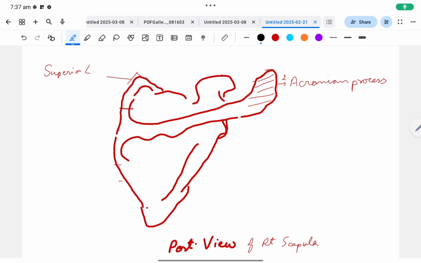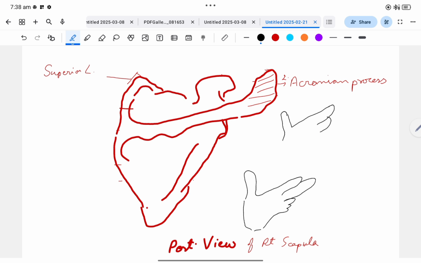Now how to decide whether it is the left scapula or right scapula? We will see this in just two easy steps. First, make a thumbs-up sign with your hand. This side will be your thumb and this will be your fingers. Now hold the posterior surface of the scapula in your hand. Here comes the thumb, two fingers, remaining fingers, like this. Now keep this scapula in your hand.